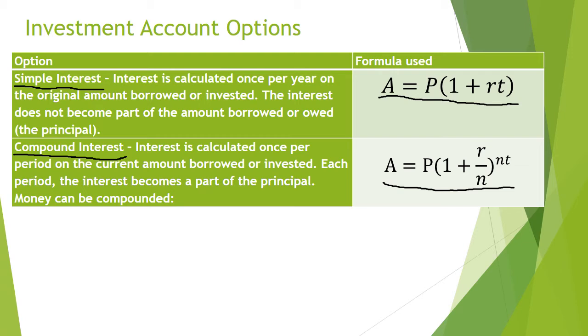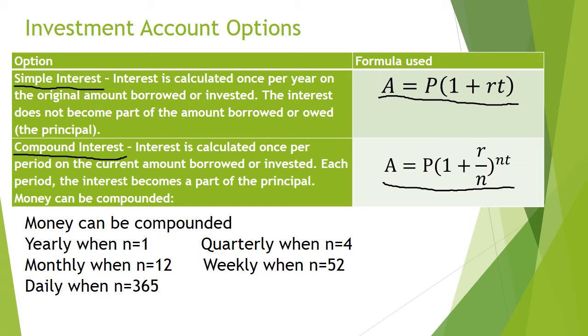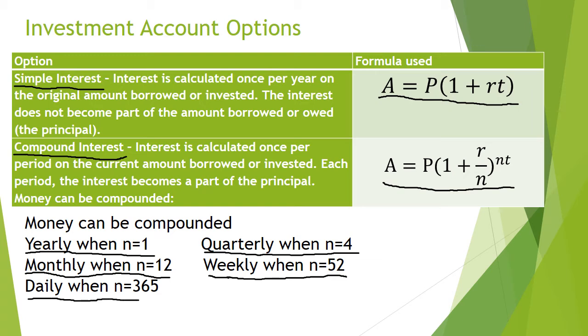The money can be compounded yearly, which is N equals 1. It can be compounded quarterly, and in this case N equals 4, because that means the money is compounded 4 times a year. Monthly, that means N equals 12 because we have 12 months. Weekly, which means N equals 52 because we have 52 weeks in 1 year. And daily, in which case N equals 365 because we have 365 days per year.